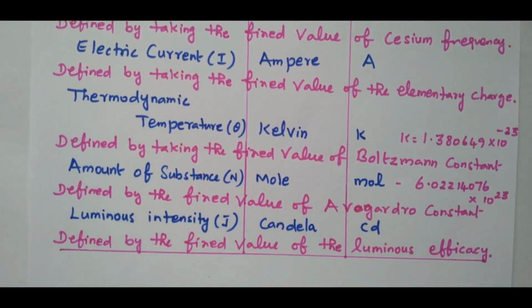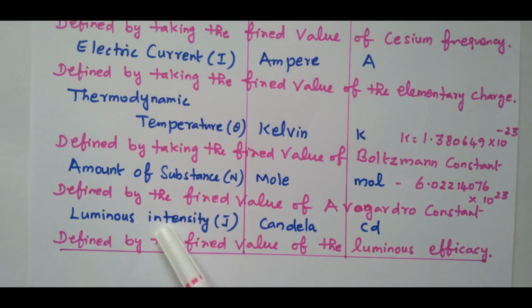The next one is amount of substance. The unit is mole, symbol is mol. What is that amount of substance? How is it defined? Fixed value of Avogadro constant. So this constant, Avogadro constant, will define the amount of substance.